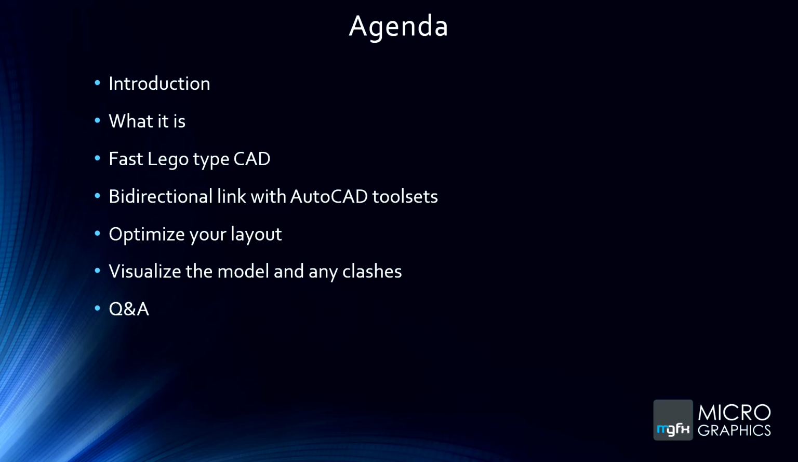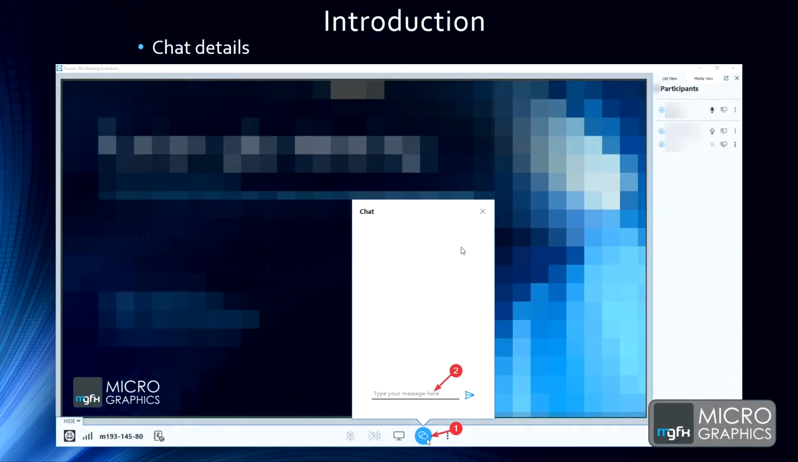And then a Q&A. To be honest with you, the most amount of time that we're going to be spending is in this bidirectional link with AutoCAD toolsets. It's not just the AutoCAD, but also I'm going to show you a bit of Navisworks, and that ties into visualizing the model and any clashes. I'm just going to be touching on that.